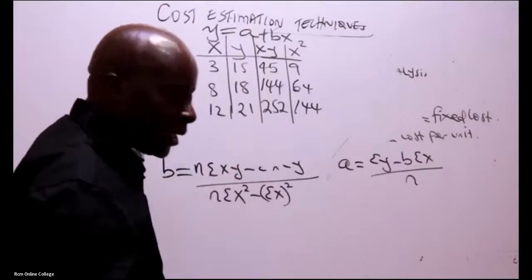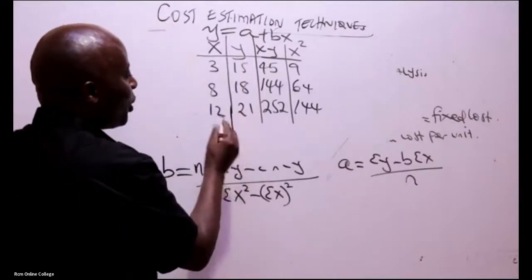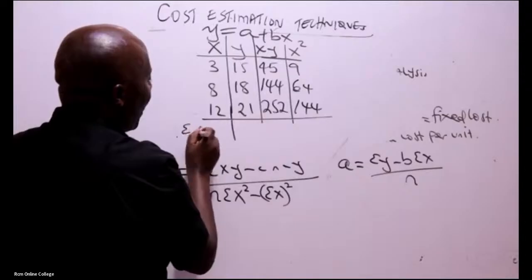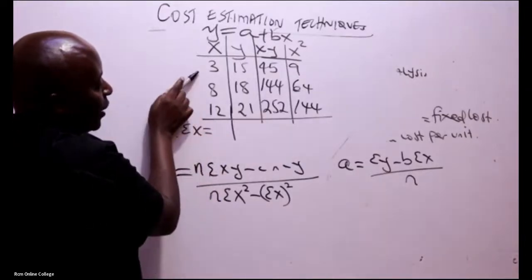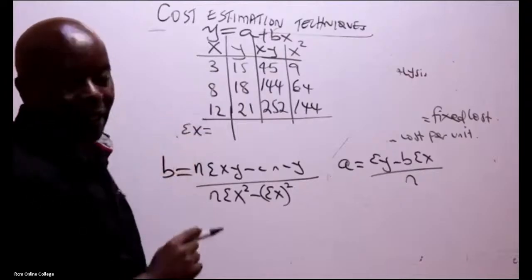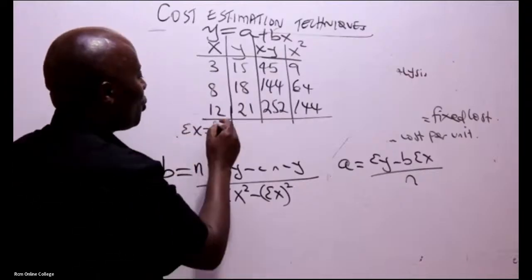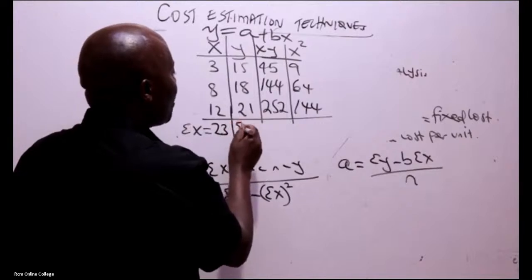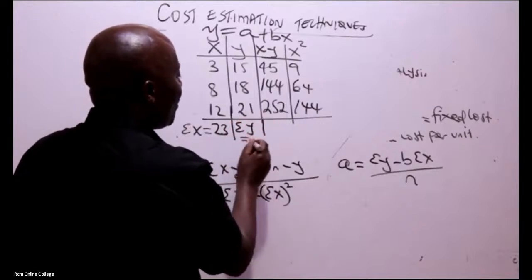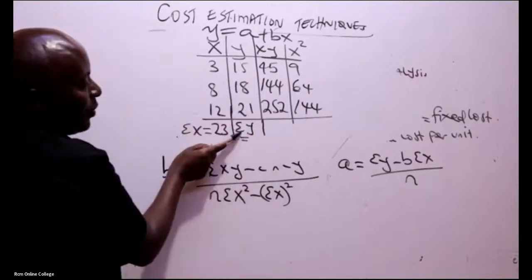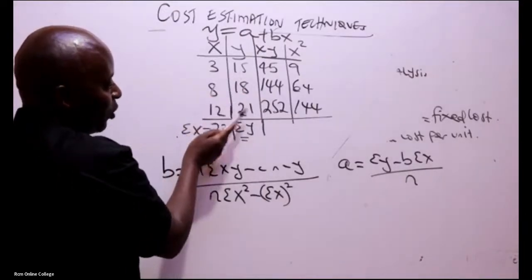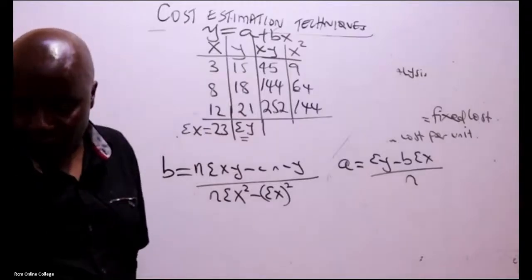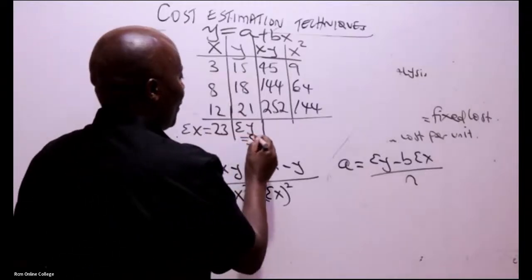So go ahead and give us summations. Give us here summation of x. Is there somebody who can add this for us? Summation of x will be 11 plus 12, that gives us 23. Thank you so much. How about summation of y? Please add everything. Summation of y, it's important. This will be 15 plus 18 plus 21, which gives us 54.